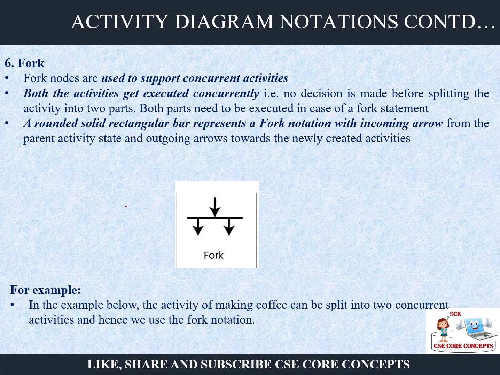Then a major symbol is the fork symbol. It is used to support concurrent activities. Let's say there is one activity, and from this activity two activities are produced. This symbol represents concurrent activities. You can have more than two activities also. Both the activities will be executed concurrently. There is no decision, like if I want to do something and two activities are produced from there.